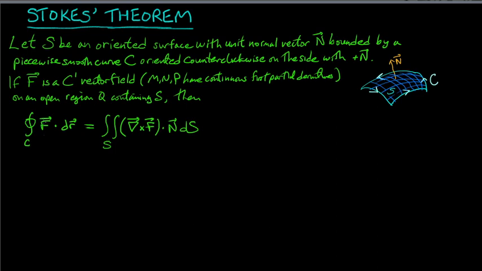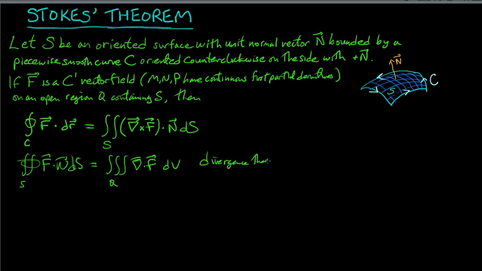Because in the divergence theorem we had the surface integral. It was a closed surface, and we were calculating the flux integral. Instead, we were calculating the volume integral that was enclosed, but we had to take the divergence first. So that's a reminder of the divergence theorem. And this is Stokes theorem.